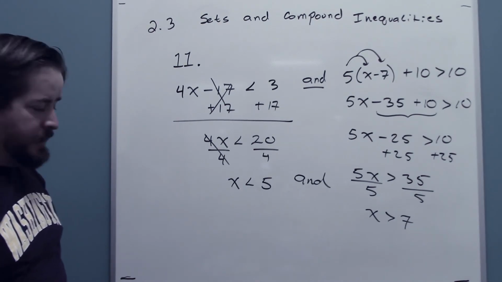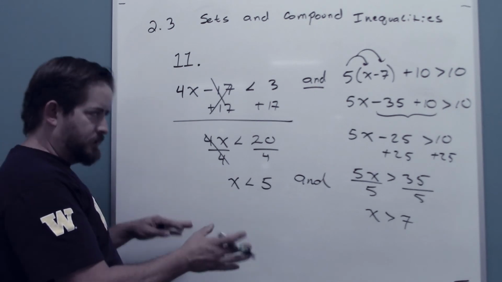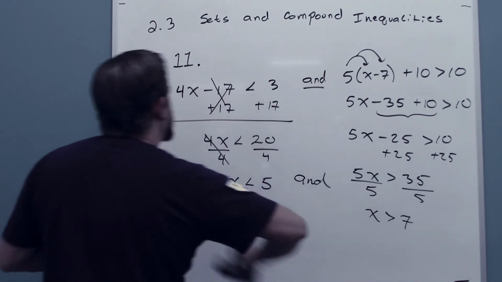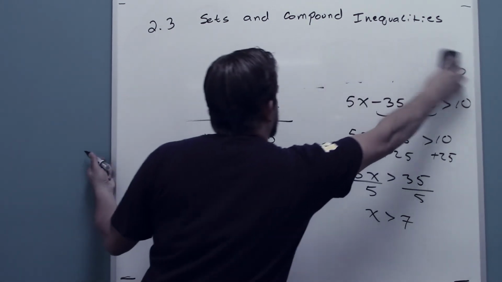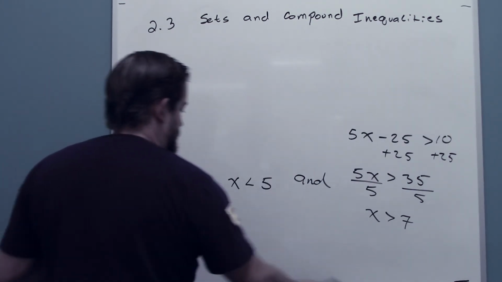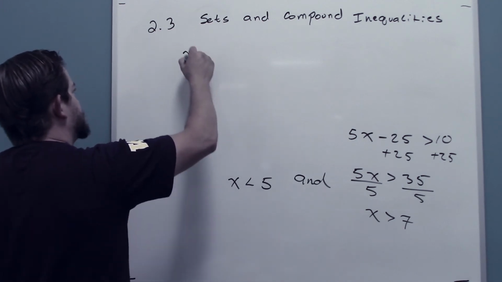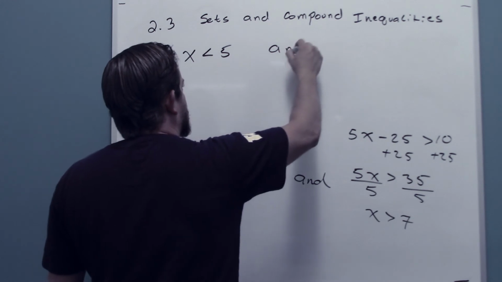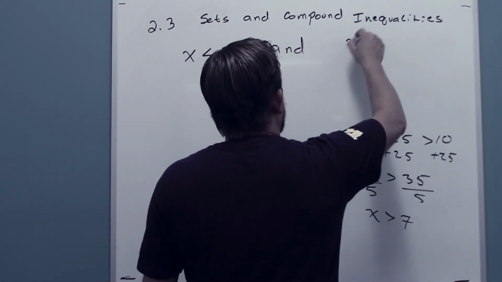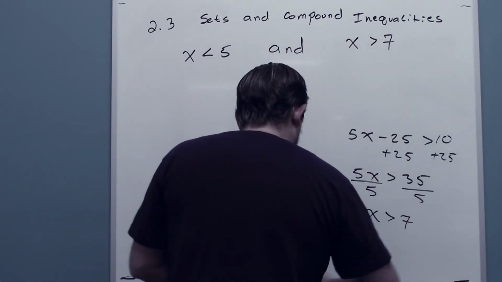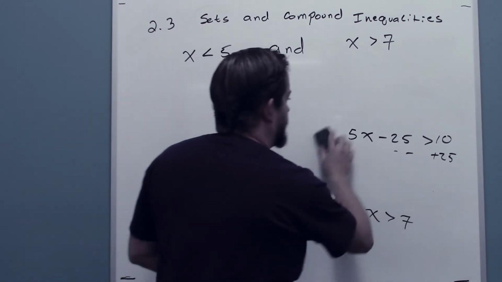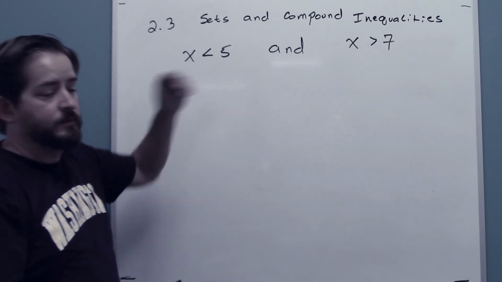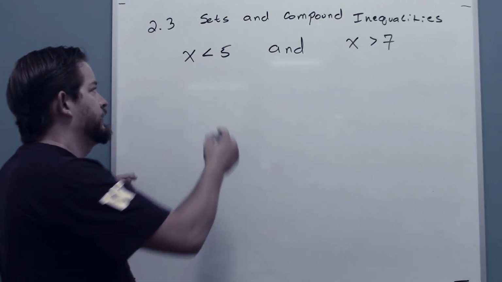So it's an and statement, right? I'm going to finish the explanation here, I'm going to take these two and just put them up top. This gives me x is less than 5, and x is greater than 7. And the confusion comes when you try to pick out a number that satisfies both of these. It's very hard to do.